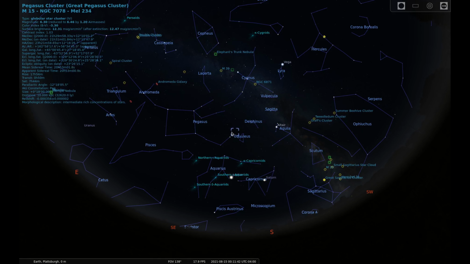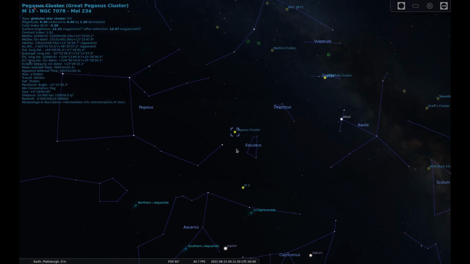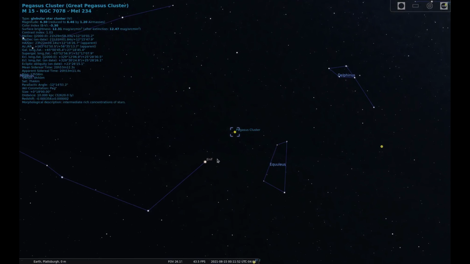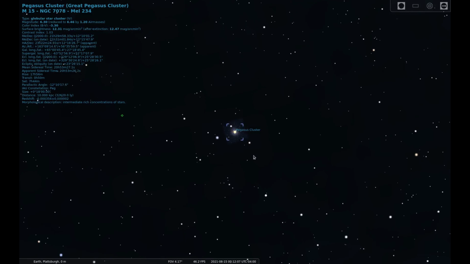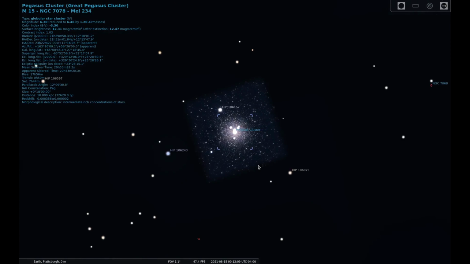M15 is a globular cluster found in the constellation Pegasus. M15 is around a magnitude 6.2 and lies roughly 33,600 light-years from Earth. This globular cluster is estimated to be 12 billion years old with a diameter of 175 light-years and an apparent diameter of 18 arc-minutes. M15 is assumed to have around 100,000 stars, including 112 variable stars and 8 pulsars.